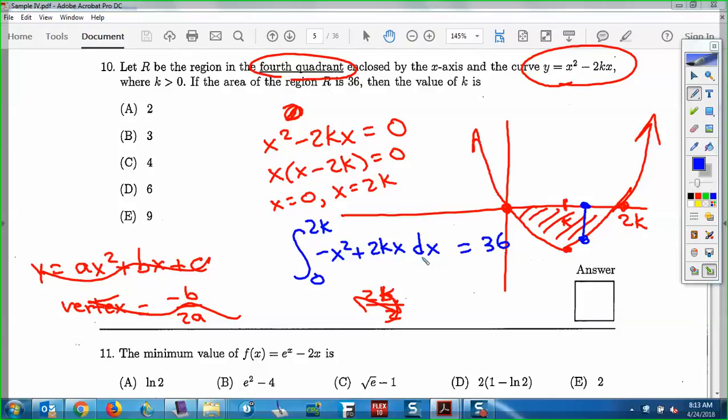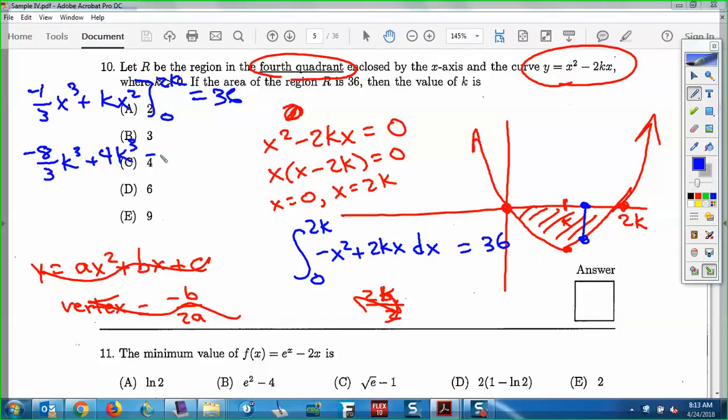Now the calculus part comes in. So really we have, other than setting this up, your antiderivative: negative 1/3 x cubed. Raise that up to 2, divide by 2, so you get kx squared, from 0 to 2k, and that's got to equal 36. So now you put your 2k in there, 2k cubed would be 8k cubed, so it would be negative 8/3 k cubed. And then put 2k into here, squared is 4k squared times k, that'd be 4k cubed. And then minus, you put a 0 in there, that's all 0, equals 36.